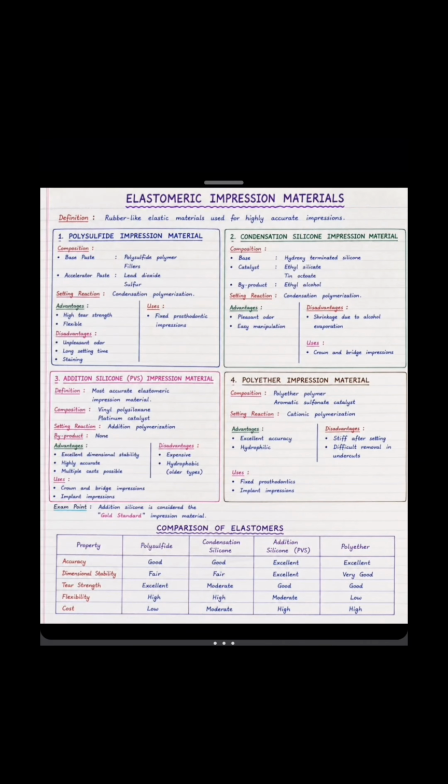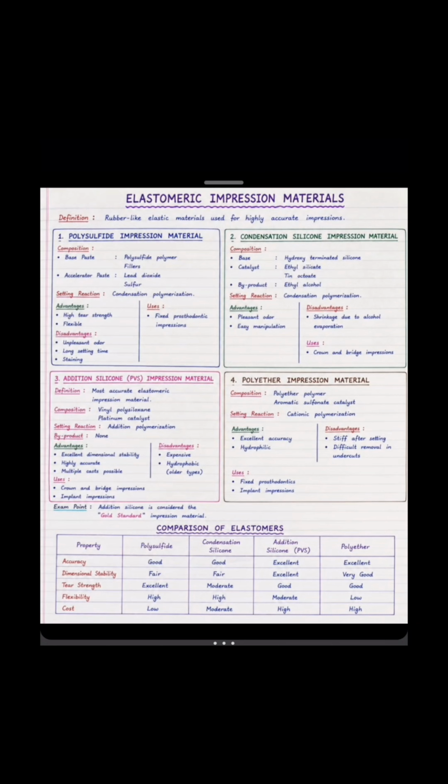Then comes the addition silicone impression material, that is PVS, polyvinyl siloxane. Its reaction is addition polymerization. Byproduct: none, and it is awesome. It is an awesome impression material. Why? Because there is no byproduct to evaporate. It undergoes virtually zero shrinkage. It is highly accurate, allows for multiple models to be poured from a single impression, and is considered the gold standard of the impression materials. Mark my words, it is the gold standard of the impression material.